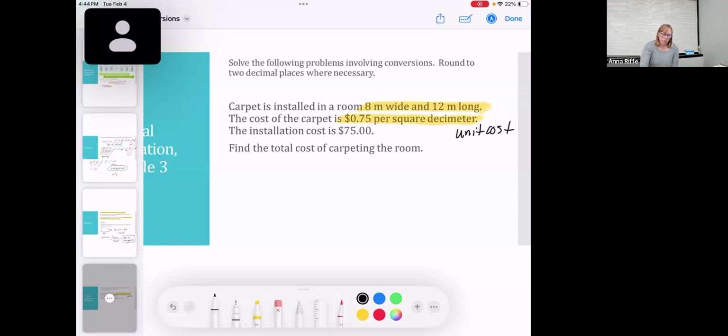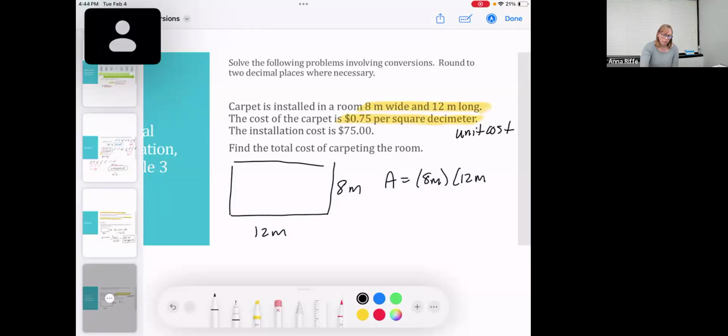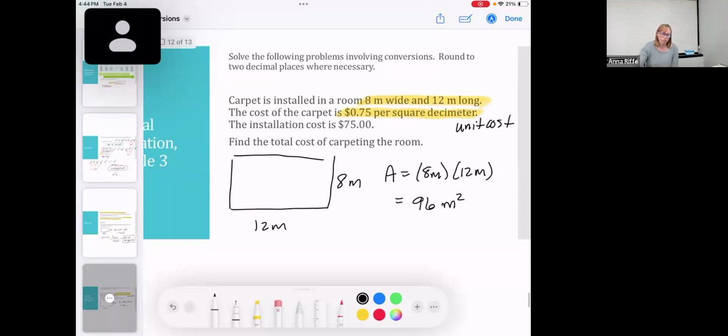So I'm going to do this fairly quickly because we have 1 minute, and then we can talk about it at the end if you want. Our room is 8 meters by 12 meters. So let's find the area of the room first. That's 8 meters by 12 meters. If you put that into your calculator, you're going to get 96, and it is in square meters.